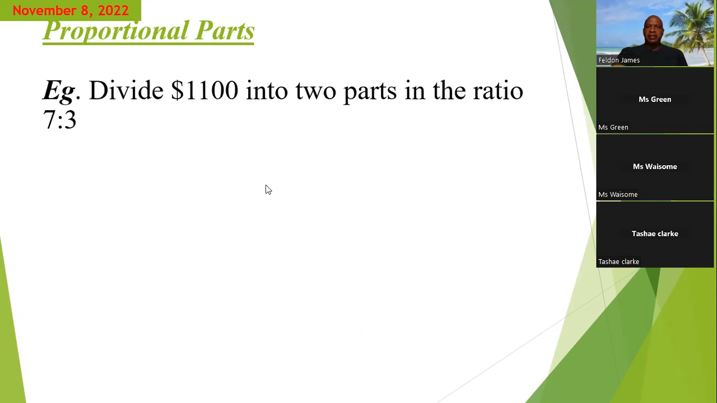Now for the proportional part, did we get a chance to go through the proportional part? I'm just recapping what we would have done from last year, guys. Yes, sir, we did this question.